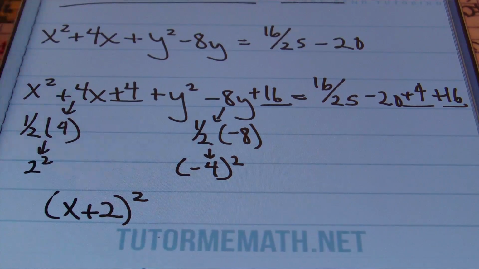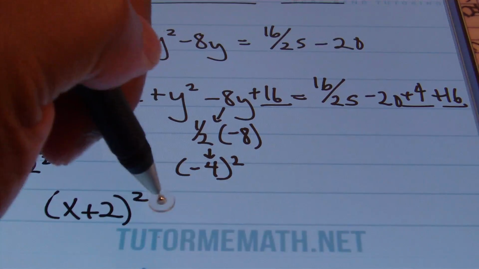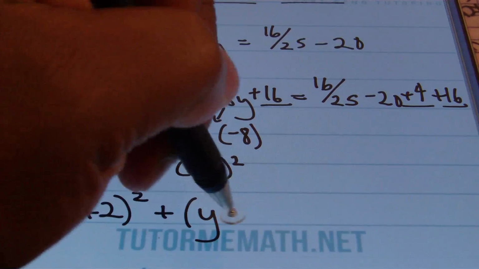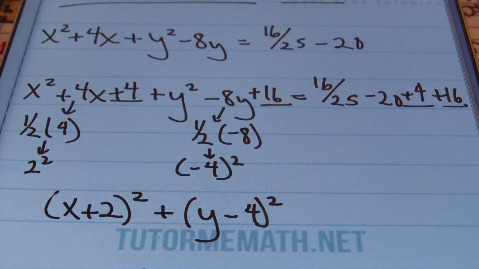So then we want to factor the y squared minus 8y plus 16. And what is that going to be? Exactly. It's going to be y minus 4 squared. Things you already know.